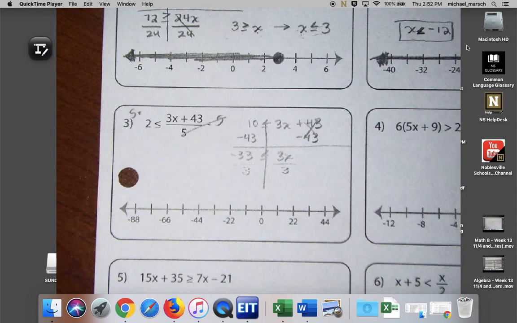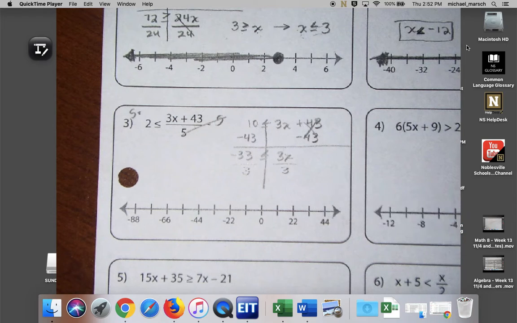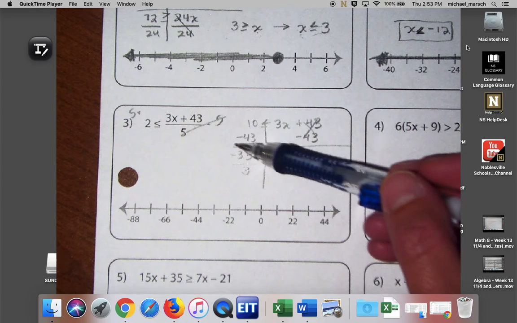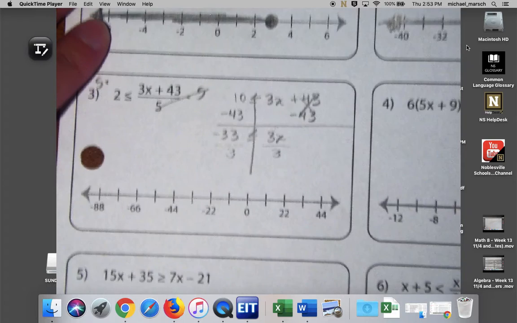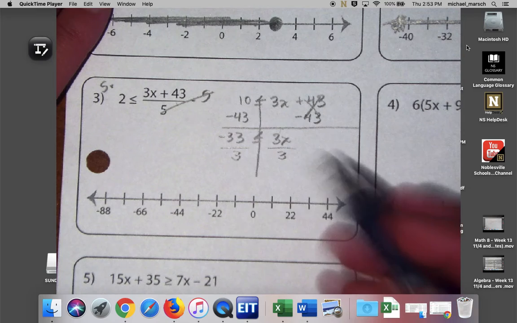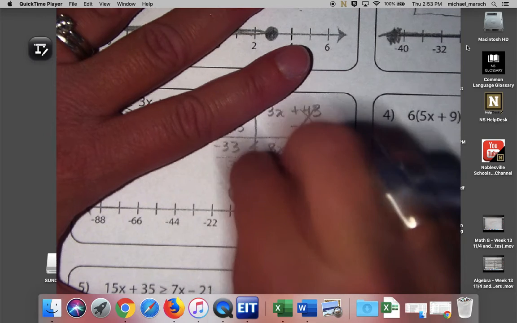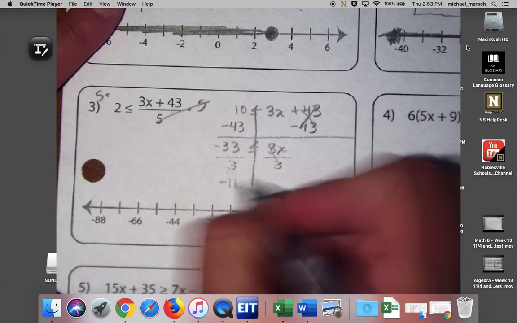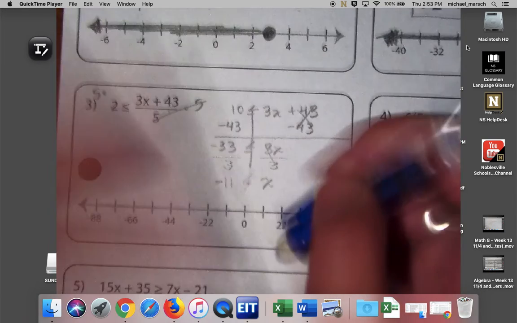Do I need to change my symbol? Yeah. Are you sure? Did I divide by a negative? No. So that was a tricky one. That is the one that gets everybody all the time, because you think, oh, well, there's a negative, I should change the sign. Negative makes it positive, right? Well, this is still going to be a negative number, so I don't have to change the symbol. This is going to be -11 is less than or equal to x. Okay, so that's the answer.